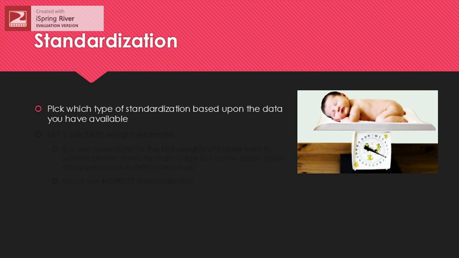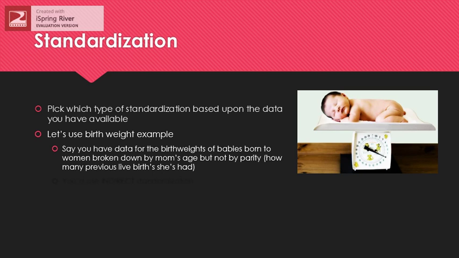So let's stick with that birth weight example. Okay, how do I know which type of standardization to use? It is dependent on the type of data that you have. So if I'm going to control for parity, or the number of previous live births, say that I know I have the data, the birth weights of babies born to women broken down by their age, but not by parity. Which type of standardization would I use? This is where, if we were in class, I'd make you raise your hand and tell me which you thought it was. But since this is online, you can take your moment to think through.